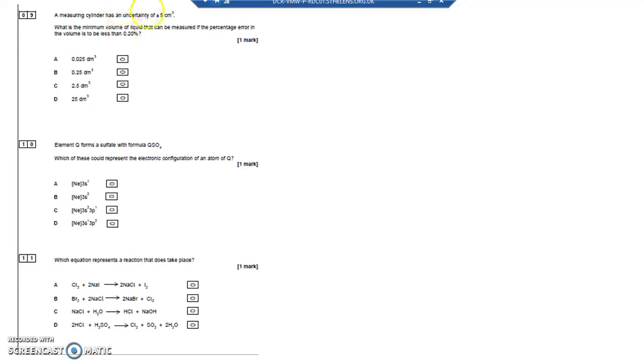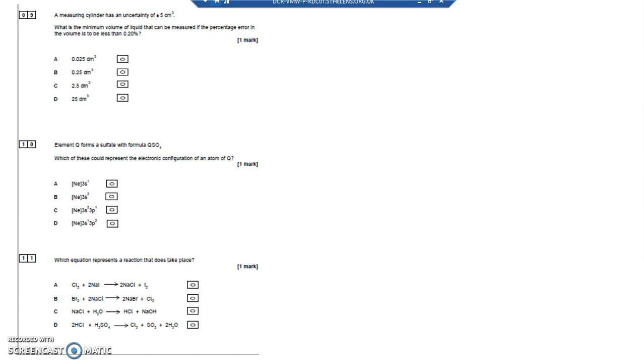Question 9. A measuring cylinder has an uncertainty of plus or minus 5 centimetre cubed. That means how far the reading could be out. Now, how many measurements do you take in a measuring cylinder? 1. So you multiply this by 1. So 1 reading, it could be out by 5 centimetres cubed.